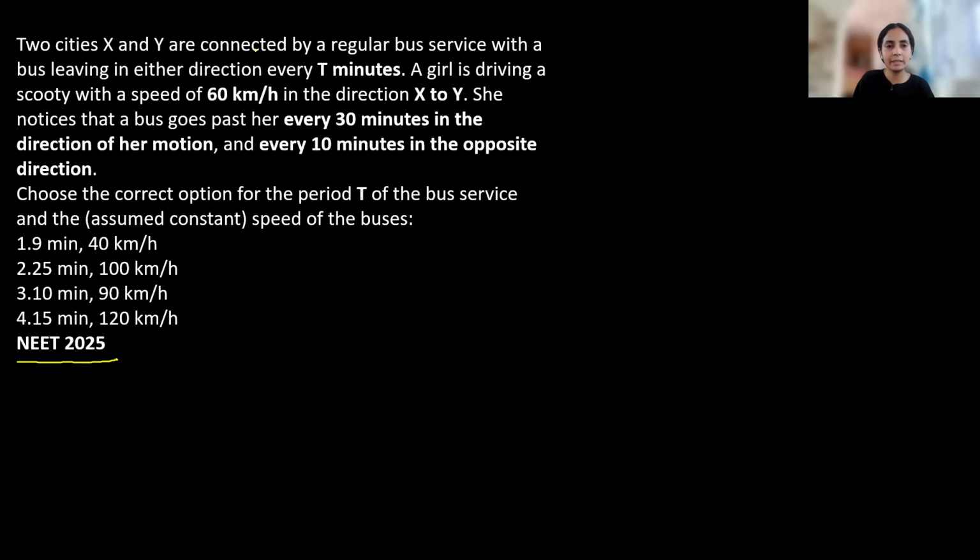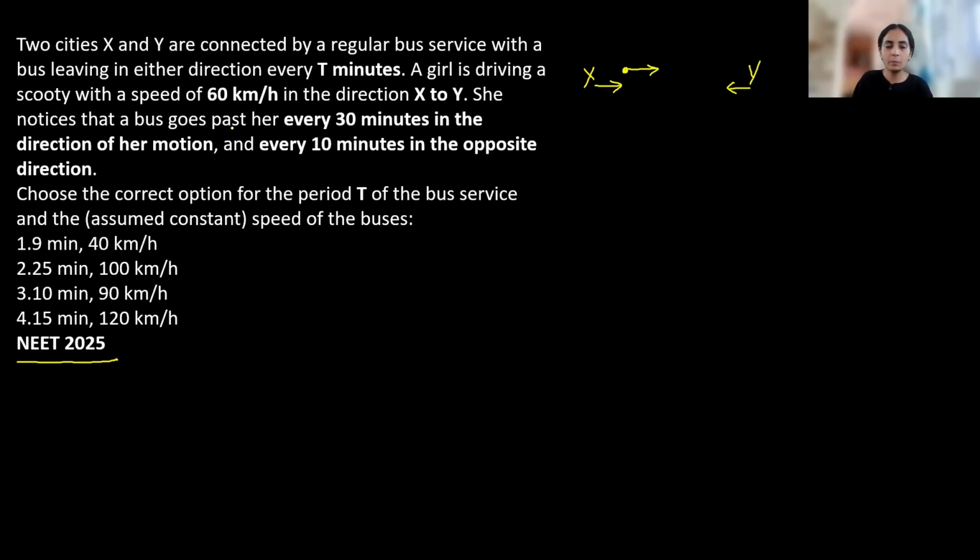Two cities X and Y are connected by a regular bus service with a bus leaving in either direction every 10 minutes. So this is X station, this is Y station. Bus is leaving in this direction and also in this direction every 10 minutes. A girl is driving a scooty with a speed of this. So there is a girl driving a scooty from X to Y, in this direction, and the speed is given.